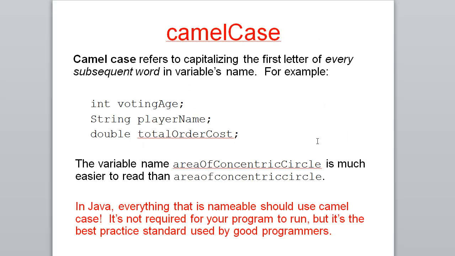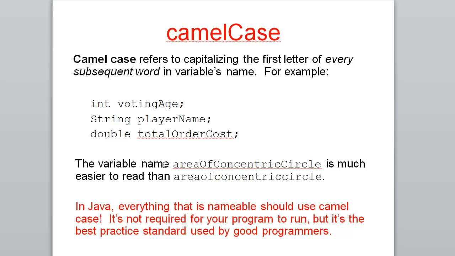Let's talk about camelCase. CamelCase refers to capitalizing the first letter of every subsequent word in a variable's name, such as votingAge, we capitalize the A. playerName, we capitalize this N. totalOrderCost, we capitalize the O and the C. Because these are variables, we always start with a lowercase letter. But then every time we encounter a new word in our description, we put a capital letter, and that's called camelCase because it's got these humps in them.